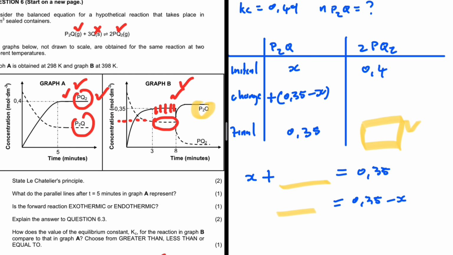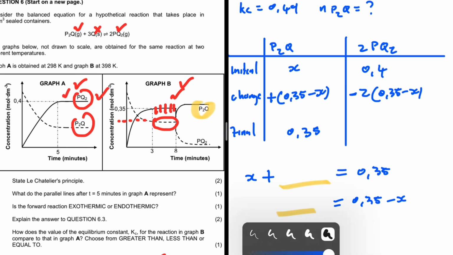Now let's move to the other side. The balancing coefficient is 2 here, so we're going to have minus 2 multiplied by 0.35 minus X. Okay, now let's find the final. So we're going to have minus 2 multiplied by 0.35. So that will be minus 0.7. Well, I don't want to make any mistakes. So 0.35 multiplied by 2 is 0.7. Okay, that is fine.